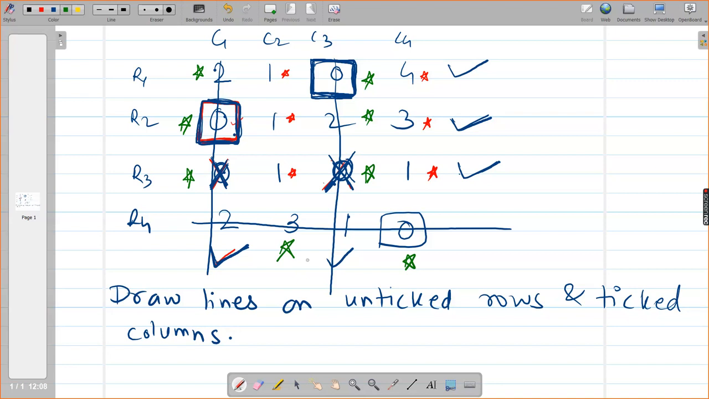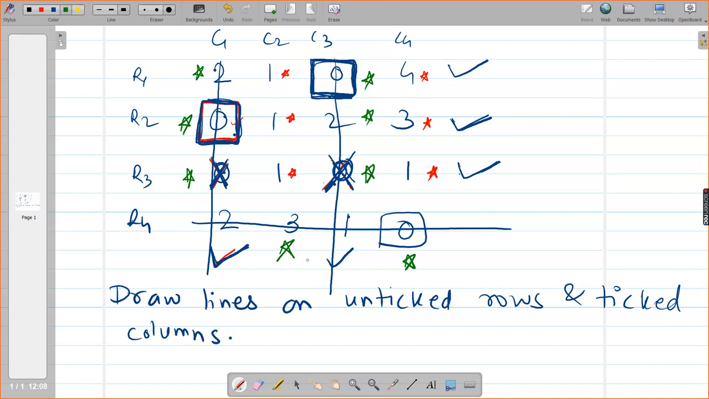Yes, ma'am. Three things you have to keep in mind. There are some elements which are not on any line. There are some elements which are only on a single line. And there are some elements which are at the intersection of two lines.